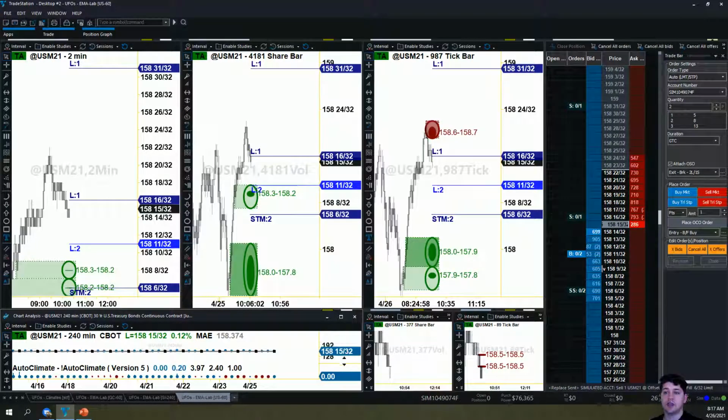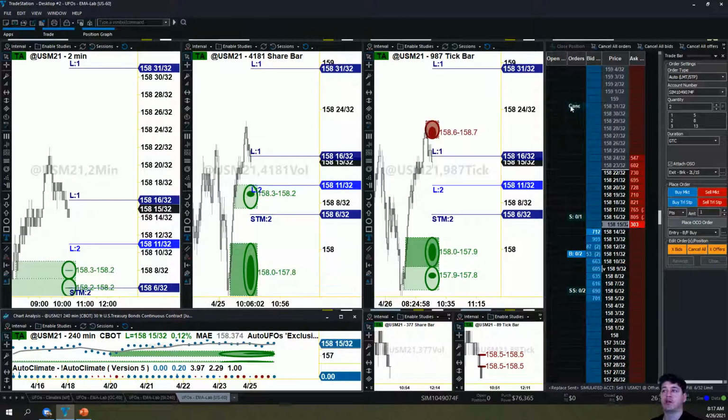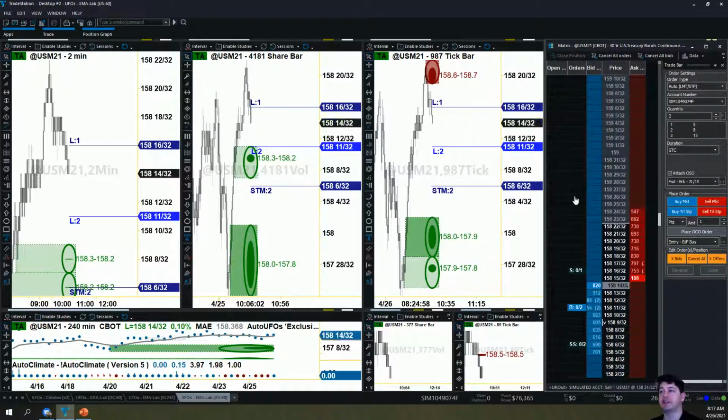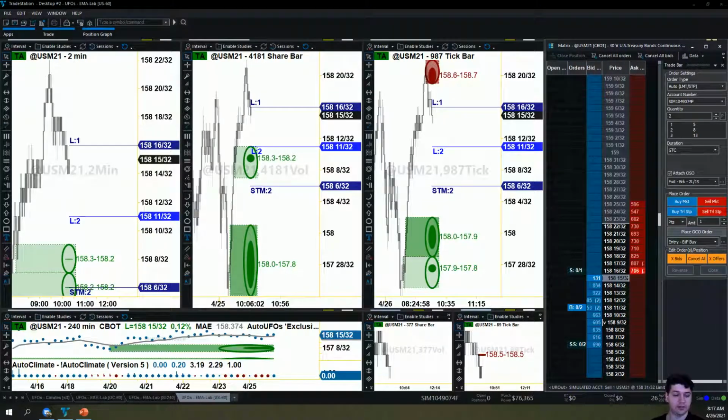Let's see, do we have anything up above? Let's take a look here. Auto UFOs, we do not. Okay, so we're gonna go ahead and cancel this second target, which incidentally I think I clicked right on the money to cancel it. So we're gonna go ahead and leave this alone.